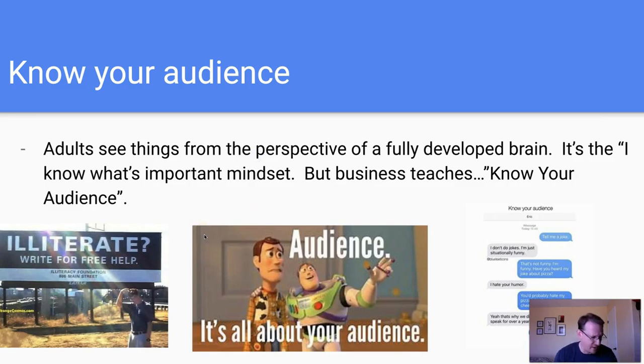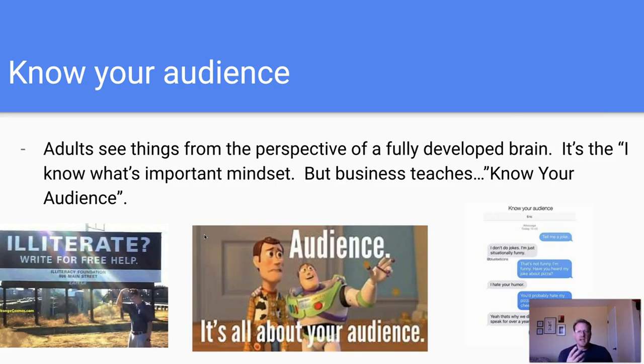So we'll talk quickly about knowing your audience, and I want to show you some results. I'll talk about some results real fast. So in business, of course, you're taught to know your audience, right? Know who you're selling to. Make sure you line up your products with what your audience wants, what your clients want, etc. And so I think as adults, we tend to see things from the perspective of a fully developed brain.